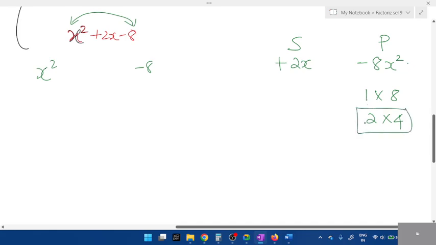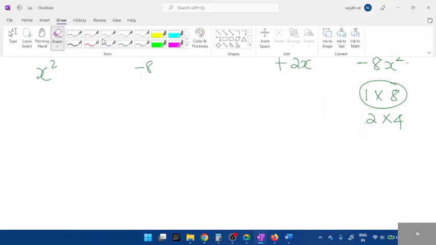No, no. These two, right? If I take 1 and 8, are we getting 2 when you add and subtract? No. When you add, what are we getting? 9. When you subtract, what are we getting? 7. So this combination is not possible. Even if you add and subtract, we're not getting it.